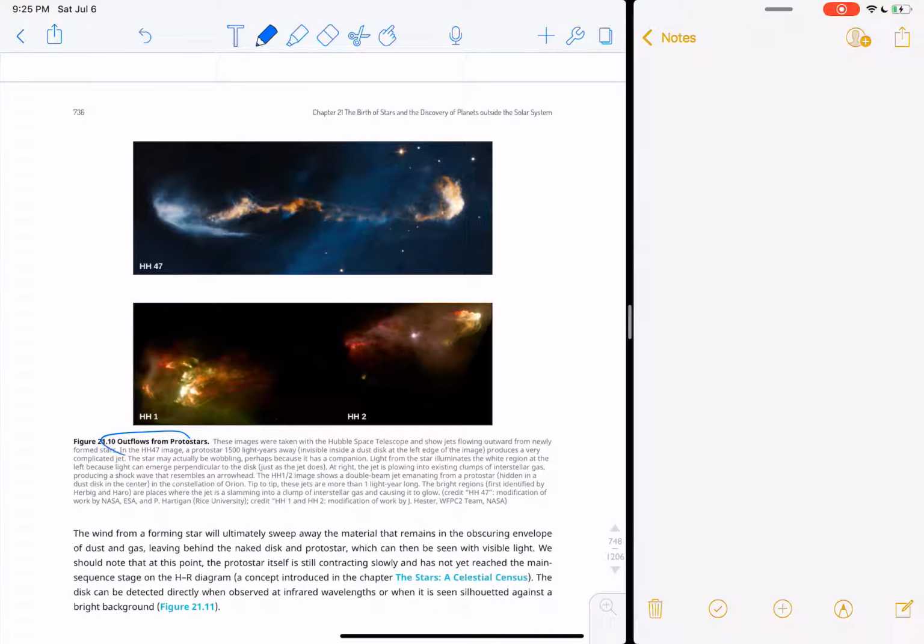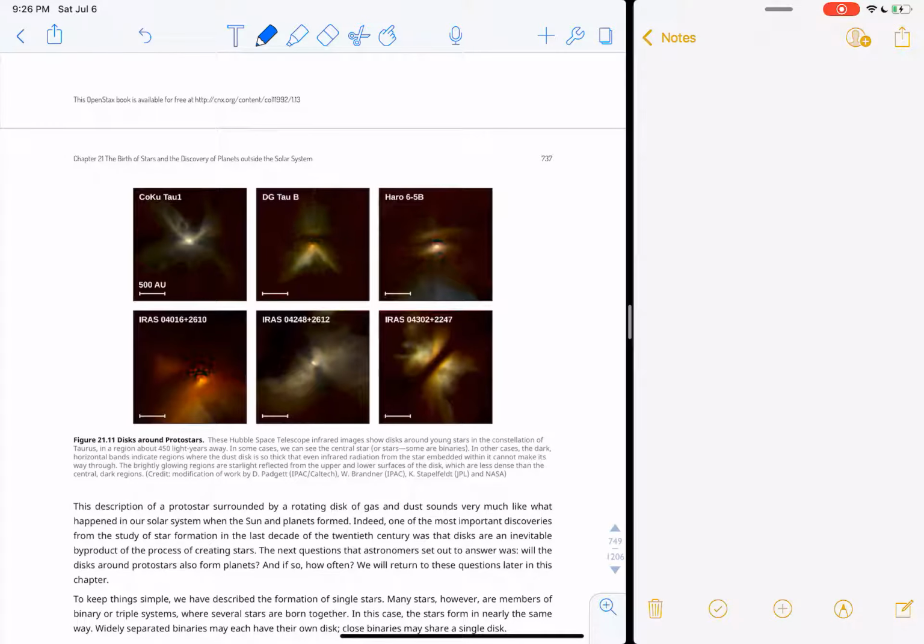These are outflows from protostars again, gas and dust coming out of a protostar. There's some other baby disks. So there's a disk there, there's a disk here, the disk there, disk here, disk there. This one is hard to tell where the disk is. It could be this and that. I don't really know where the disk is in that picture. It's got to be here. Okay, so these are all protostars being formed, and baby solar systems being formed.